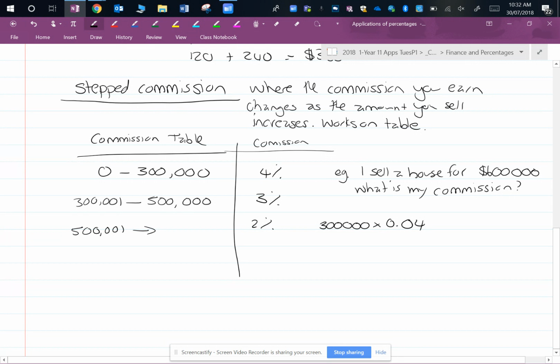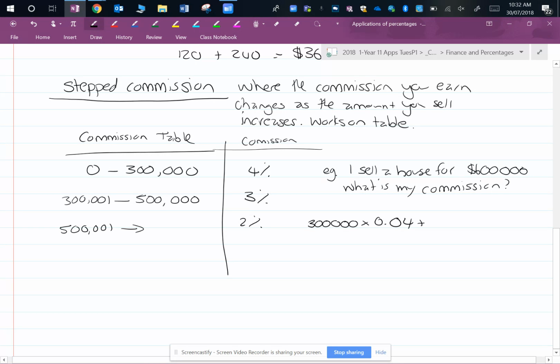If I include that $1, it's actually $200,000. Okay, because that dollar's included. If I sold a house for $301,000, I would get $1 worth of this 3%. Okay, and I'll do another example. We'll do 2 examples of this. So I've then got to say plus I get 3% of 300,000 to 500,000. How many dollars are there? Let's take them away from each other. $200,000. So I've got $200,000 worth of 3%.